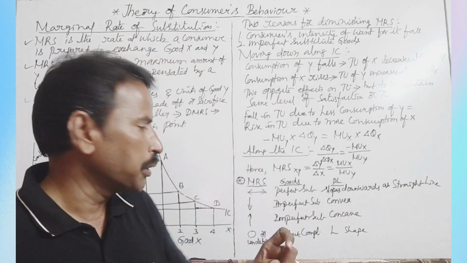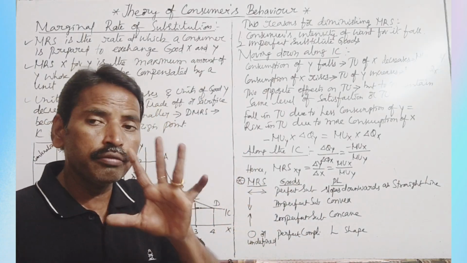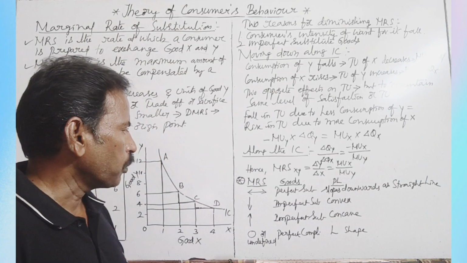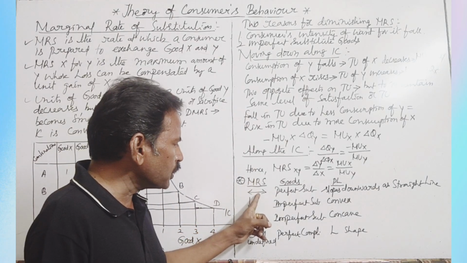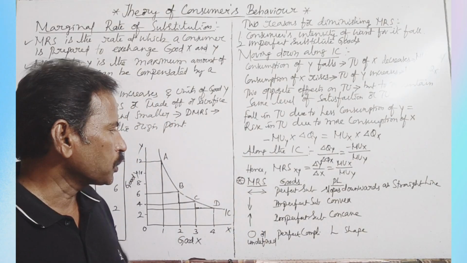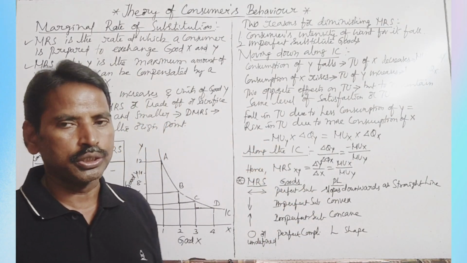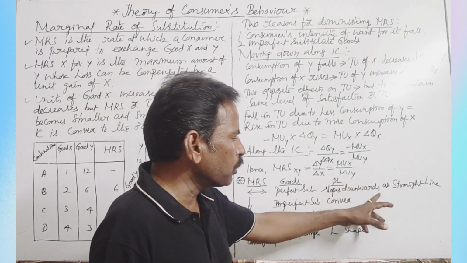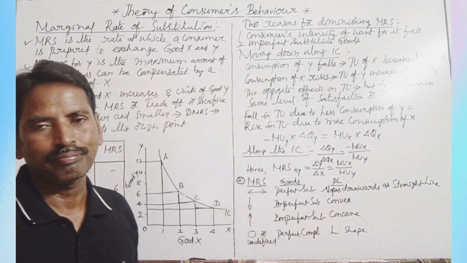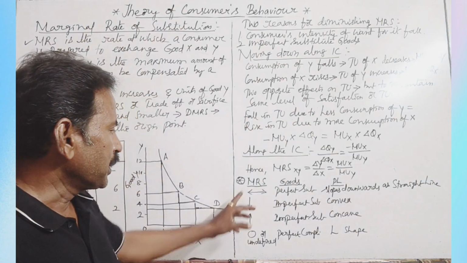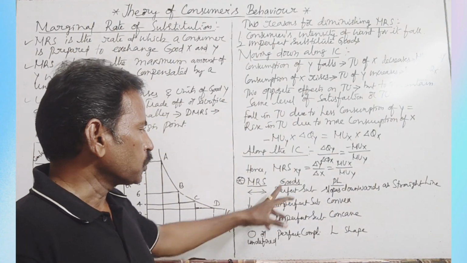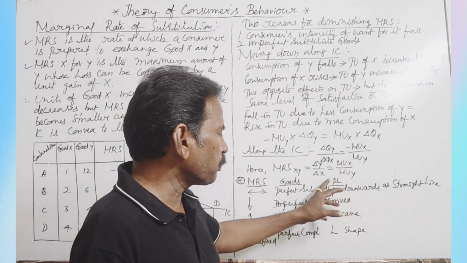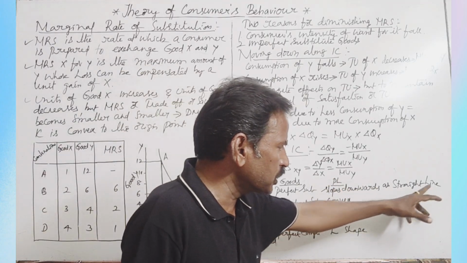Very, very important, 4 points. Please note it. Point number 1: MRS is constant. The goods are perfect substitutes. The shape of the price line slopes downwards as a straight line.